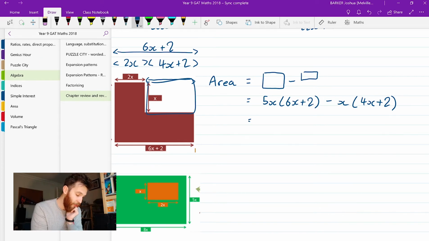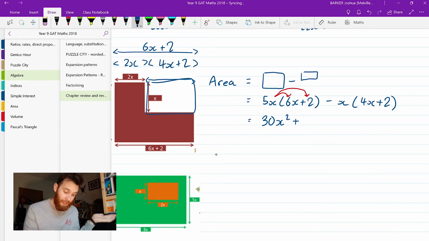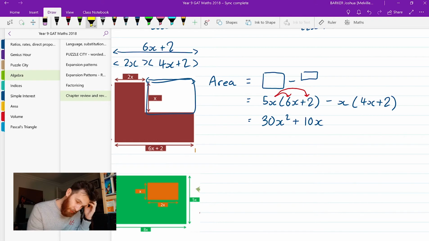So let's do this one in a little bit of red. We've got to multiply 5x by 6x and multiply 5x by 2 as well. 5x times 6x is going to give us, well, the 5 times 6 component gives us 30, x times x gives us x squared, and then 5x times 2 gives us, well, we simplify by multiplying the numbers together, so 10x.